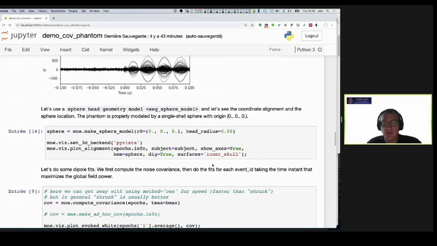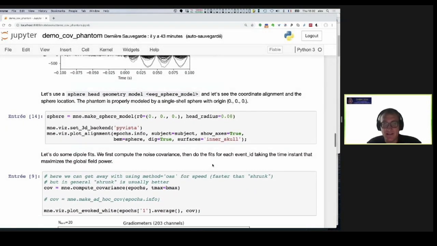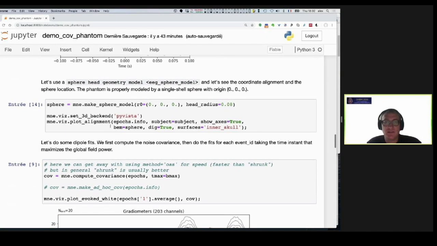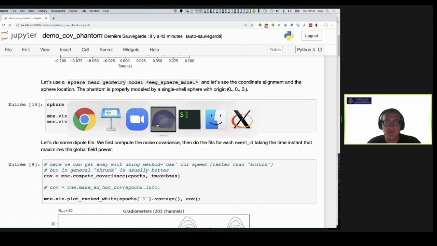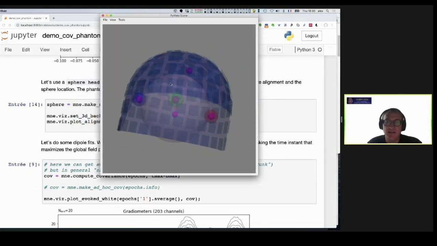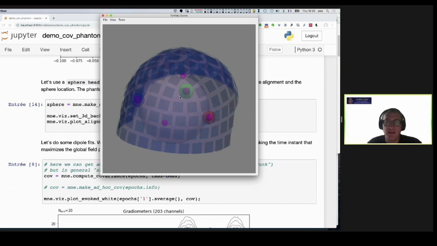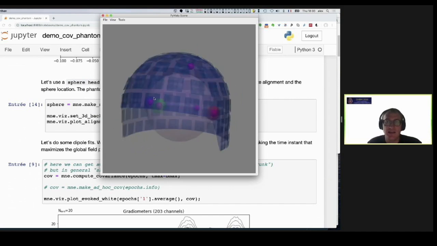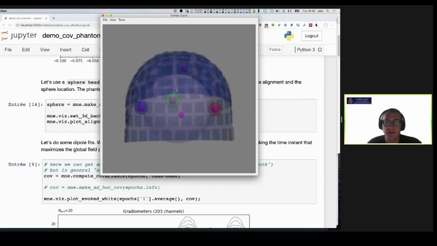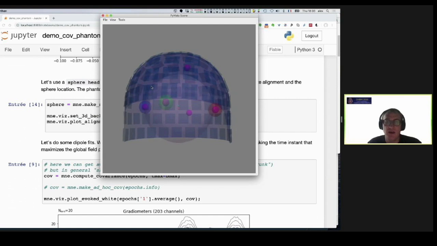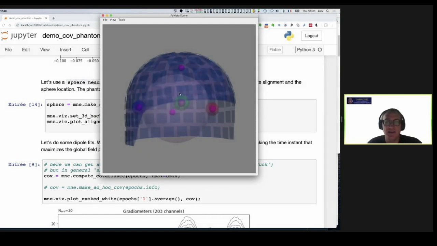Since the phantom is a spherical device, I'm going to use a sphere model. This is what allows me to compute a forward model in the Maxwell sense. And here, using this plot alignment, this will produce this image that you see actually here. This image shows you the sphere, where the phantom is located, and here the MEG helmet. Each of these squares on the helmet is an MEG sensor.